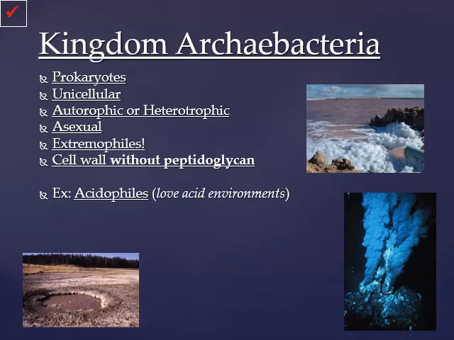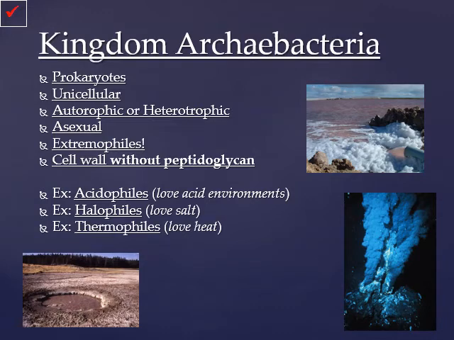Some examples include acidophiles, which love extremely acidic environments, halophiles, which love salty environments, and thermophiles, which love very hot environments, for example, like our bottom two pictures here of an underground sulfur vent or even a geyser.